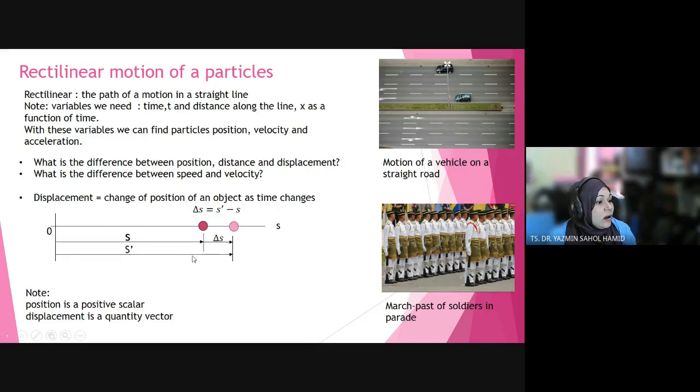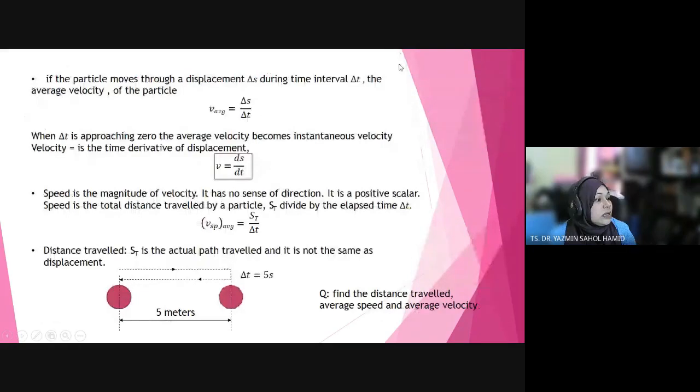Here is just a picture of a car which is moving on a straight road. This is what we call rectilinear motion. Here we have some soldiers marching in a parade, but on a straight line. That is also called rectilinear motion. Next slide.